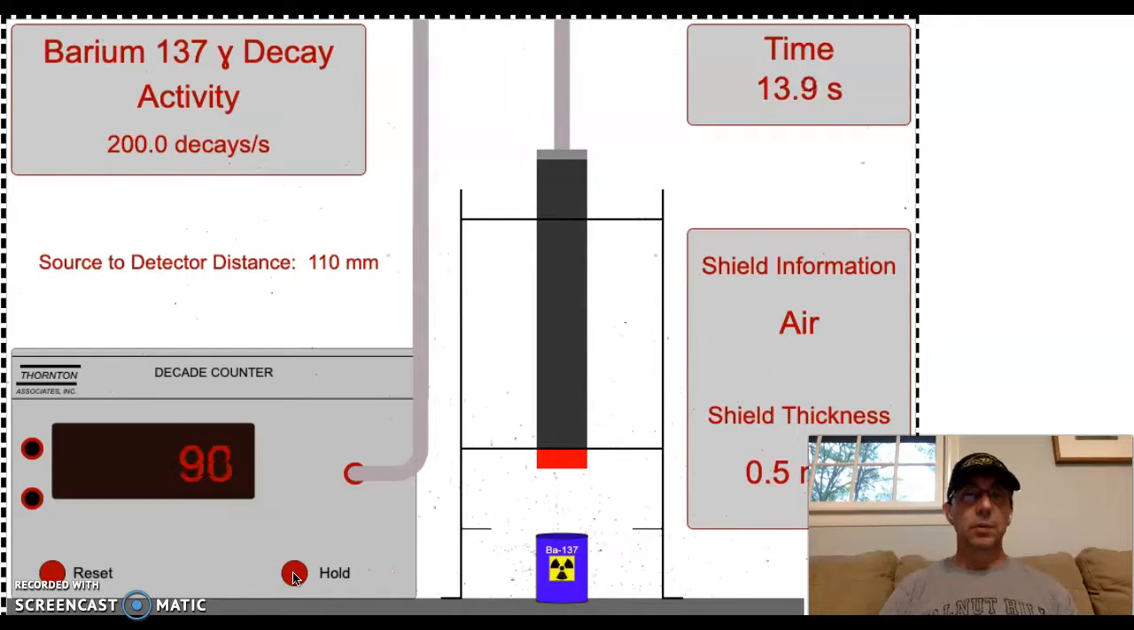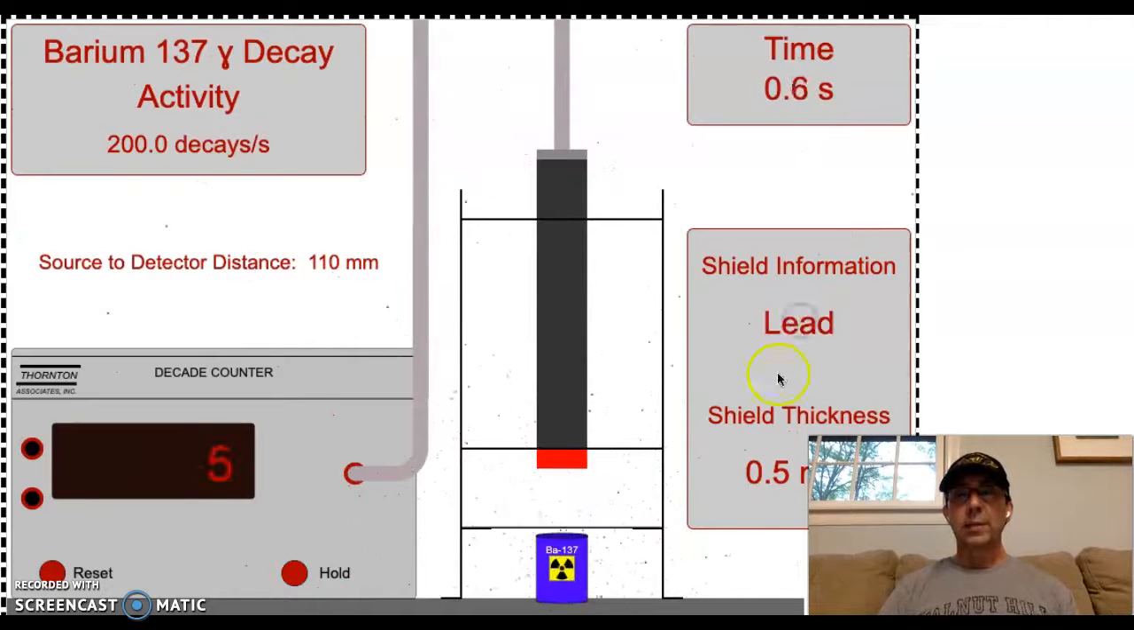So we got a little time while we're waiting anyway. So, all right, above 100, boom. Okay, so we got 105 counts in 15 seconds. Okay, air thickness doesn't matter because it's just air. There's nothing really stopping the gamma radiation.